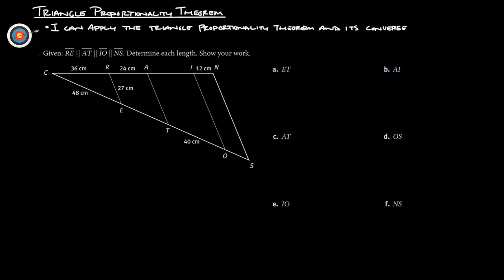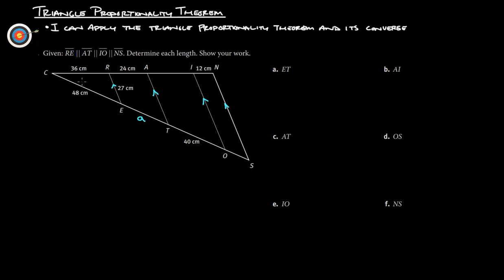This one here. Given segment RE is parallel to AT, so RE and AT are parallel, so let's mark that. And it's also parallel to IO, which is this one, and it's also parallel to NS, which is this one. These are all parallel lines. Determine each length. Show your work. Okay, so ET is the first one. I'm going to call this little a because that's the problem number that we're going to do. So we've got to figure out this one.